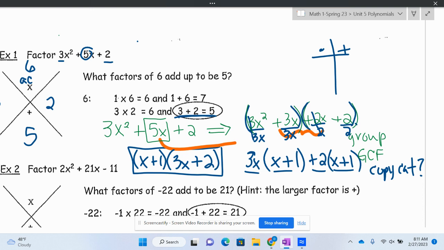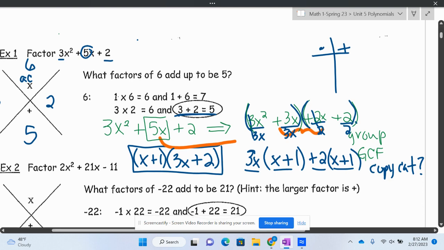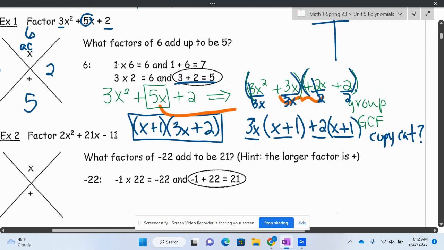Okay. We're going to do this, I think, 4 or 5 more times. All right. So let's try it again.